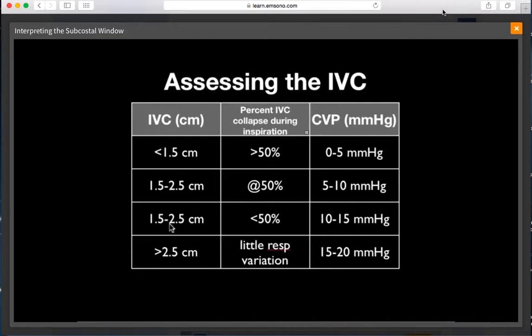An inferior vena cava of 1.5 to 2.5 centimeters that collapses less than 50% correlates with a reading of approximately 10 to 15 millimeters of mercury. And an inferior vena cava of greater than 2.5 centimeters with little respiratory variation correlates with a CVP reading of 15 to 20 millimeters of mercury.